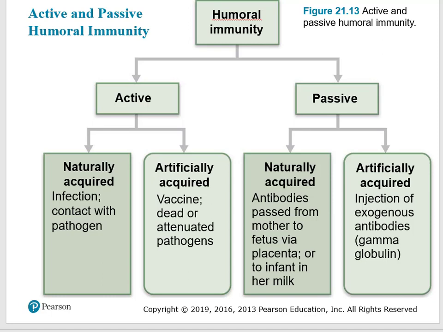Artificially acquired is where you put a vaccine of an attenuated antigen or a dead antigen into our body. You get exposed to it, your body primes it and forms the antibody. The first exposure is basically ready. The memory cells are formed.